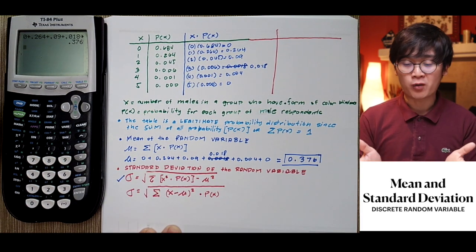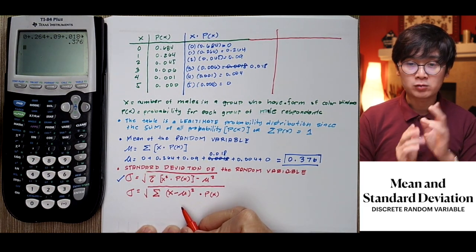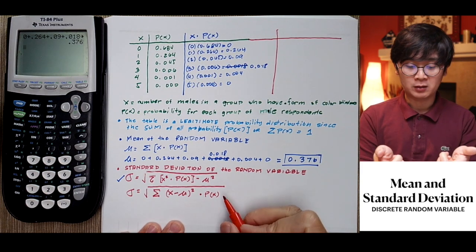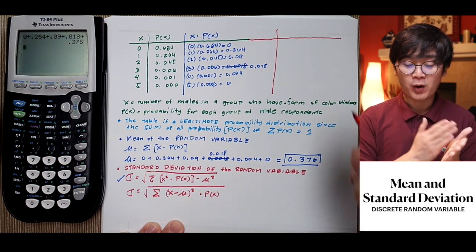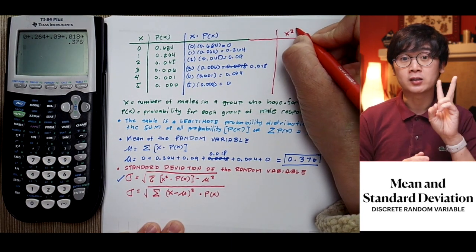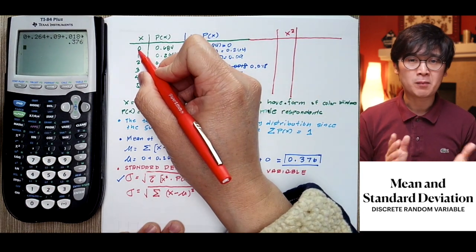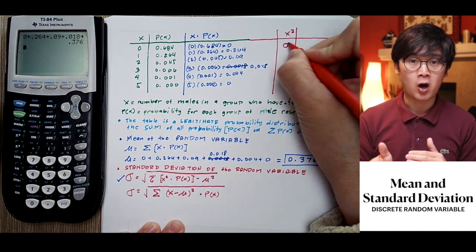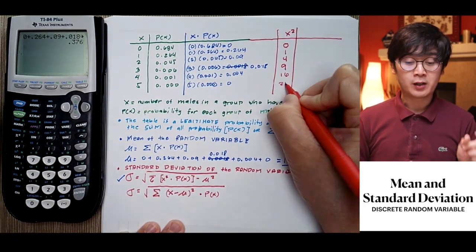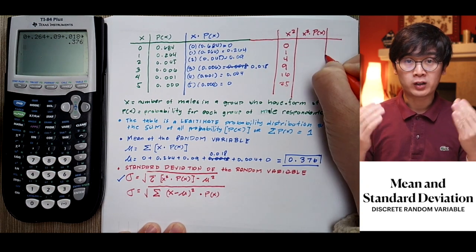And now that we know the mean, which is 0.376, we just need to worry about two things: the value of x squared, which is not in the table, and x squared times p of x, which is also not in the table. So we're going to be constructing two columns for those values. X squared is pretty basic, because all you need to do is to square all your x's. You don't even need a calculator for this one. So 0 squared is 0, 1 squared is 1, 2 squared is 4, all the way to 25.